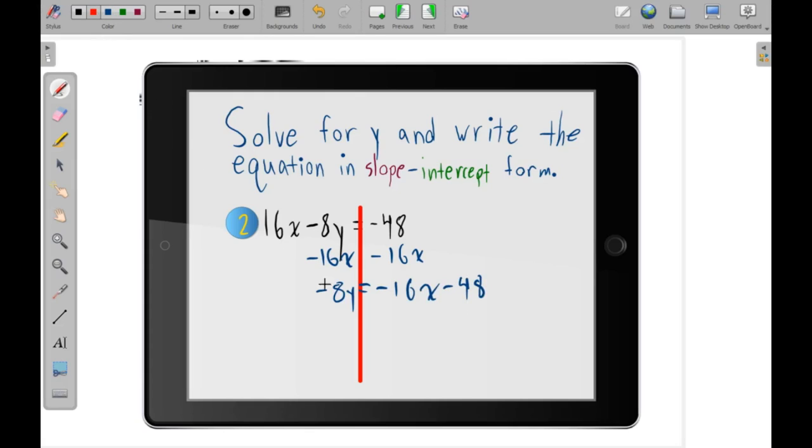Now we have to divide each term by negative 8 because we want the y by itself. So negative 8, negative 8, negative 8. I'm not just going to divide this negative 16x by negative 8. We have to divide the negative 48 by negative 8 too. So when we do that, we just have y on the left equals negative 16x divided by negative 8. That's just positive 2x. Negative 48 divided by negative 8 is positive 6. So that is our equation in slope-intercept form.